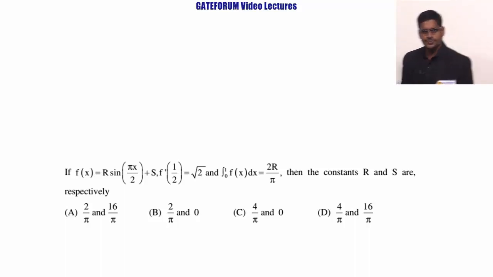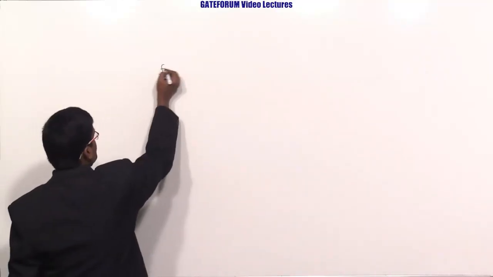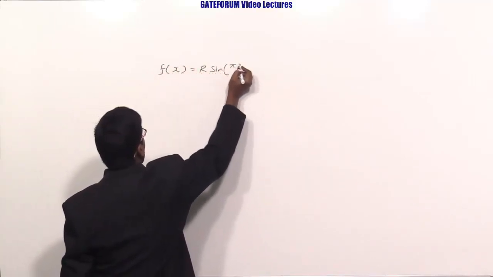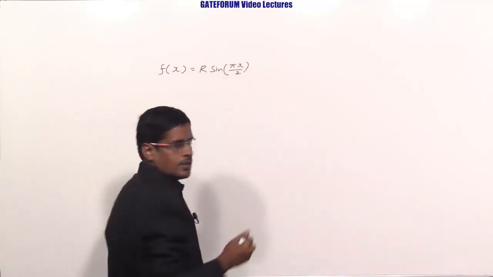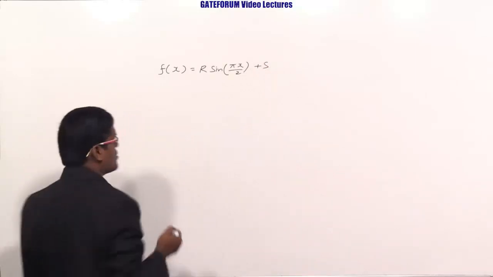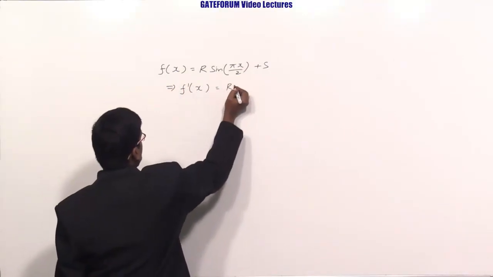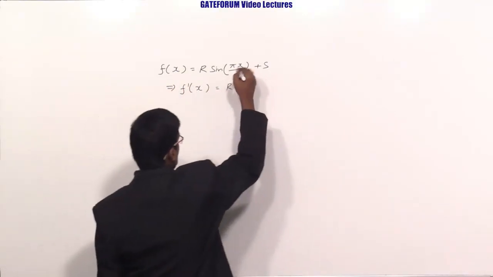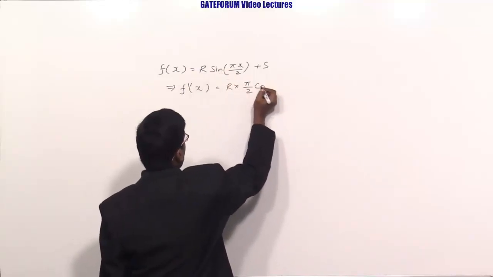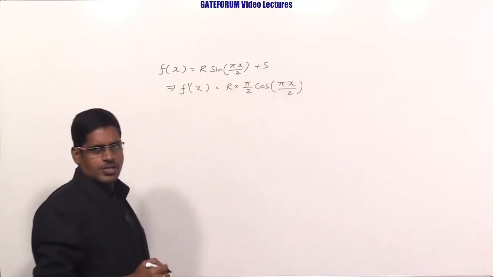The solution is, first f(x) is given: r into sin(pi x by 2) plus s. Some conditions are given, f dash half. So what is f dash x? Differentiate with respect to x. R into sine derivative, cos, and whenever you are differentiating you should multiply by the x coefficient. So pi by 2 cos(pi x by 2) plus constant derivative 0. S is a constant.